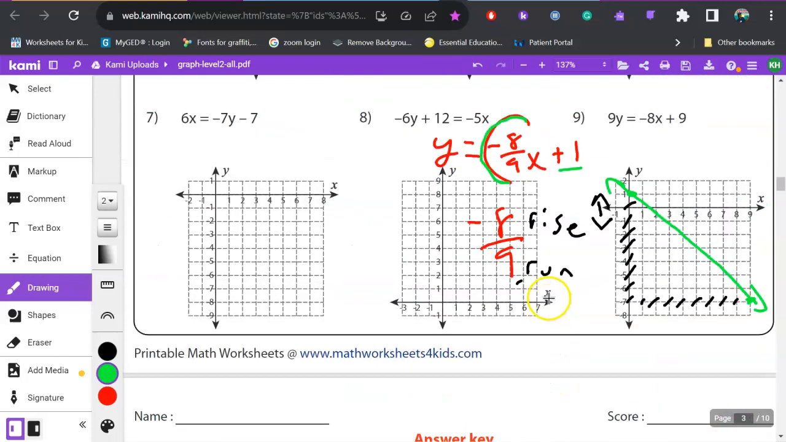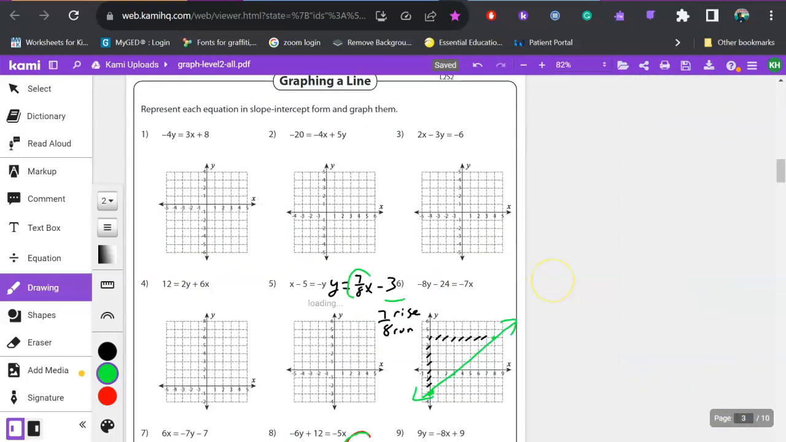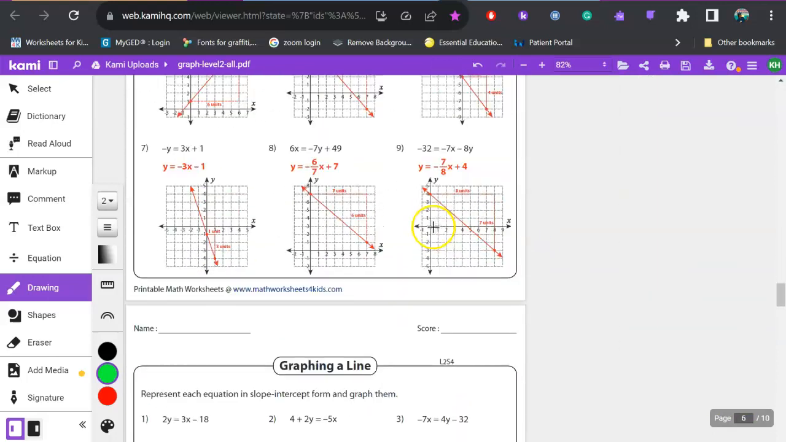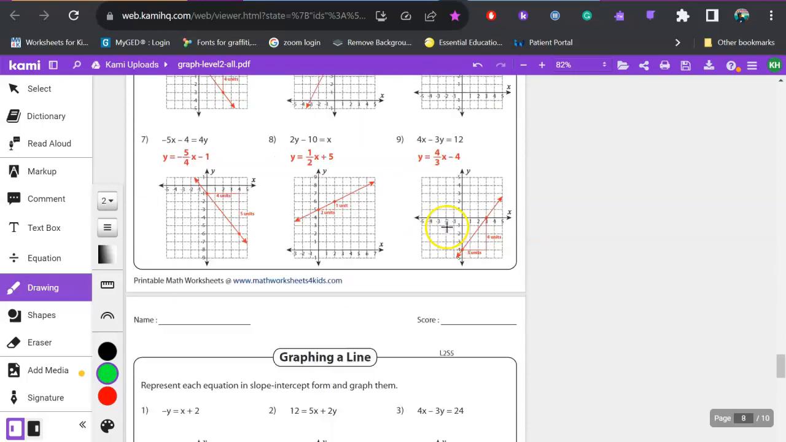Boom. Whew. Okay, my friends. So that was 2 pages of that. And remember, in the Google Classroom, guess what? You have even more pages of practice and the answer key to go along with.